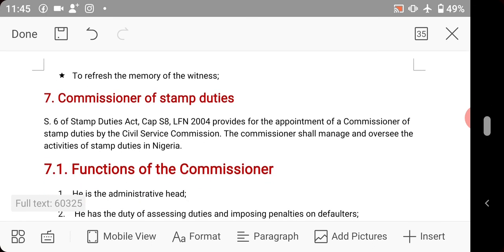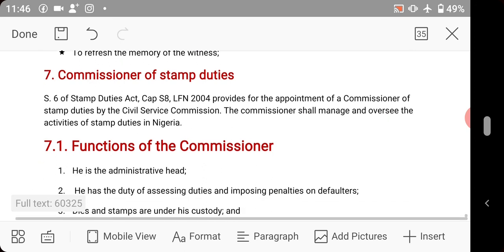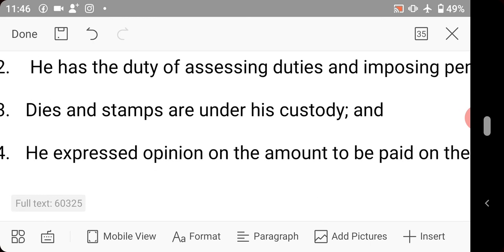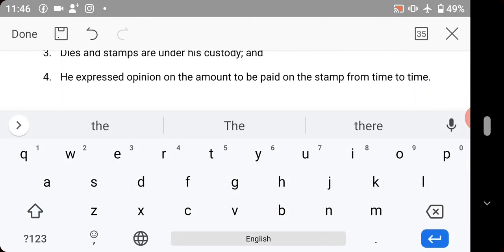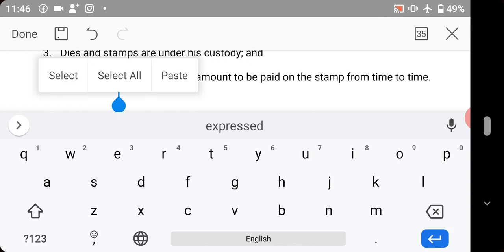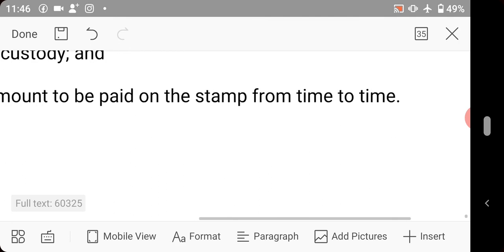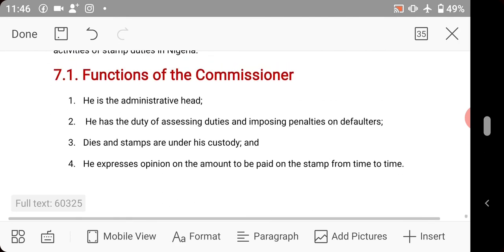So we have the Commissioner of Stamp Duty. Section 6 of the Stamp Duty Act, CAP S8 LFN 2004, provides for the appointment of a commissioner of stamp duties by the Civil Service Commission. The commissioner shall manage and oversee the activities of the stamp duties in Nigeria, and these are his functions. He is the administrative head of stamp duty. He has a duty of assessing the duties. The dies and stamps are under his custody. He expresses opinion on the amount to be paid on the stamp from time to time. So these are the functions of the commissioner.